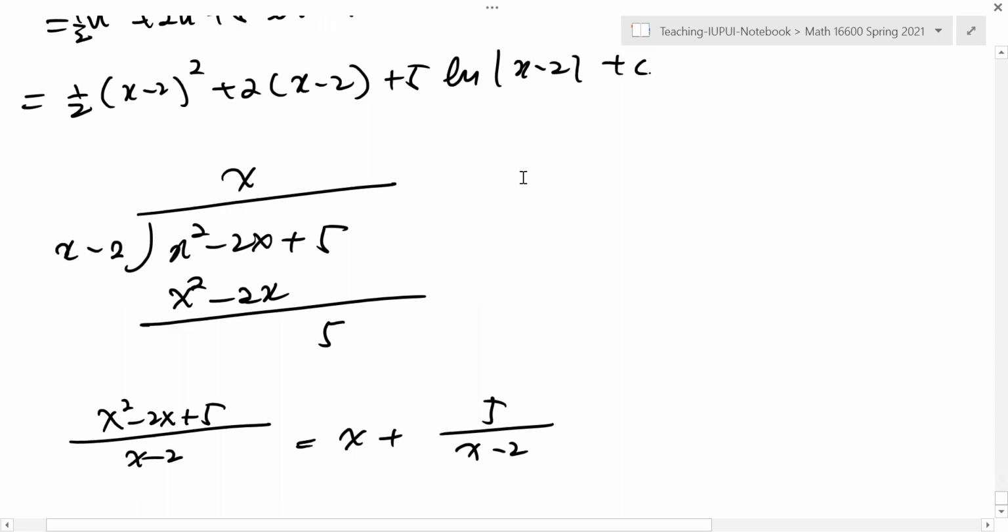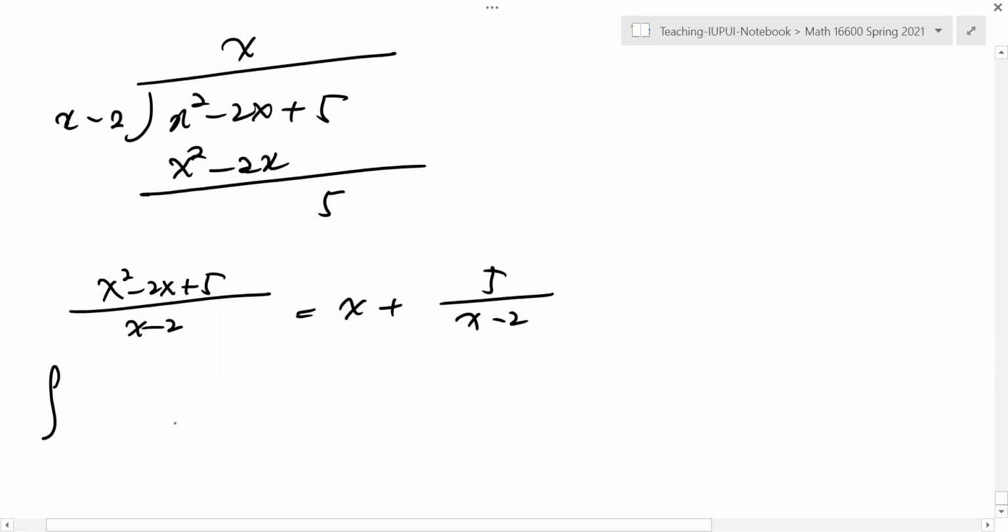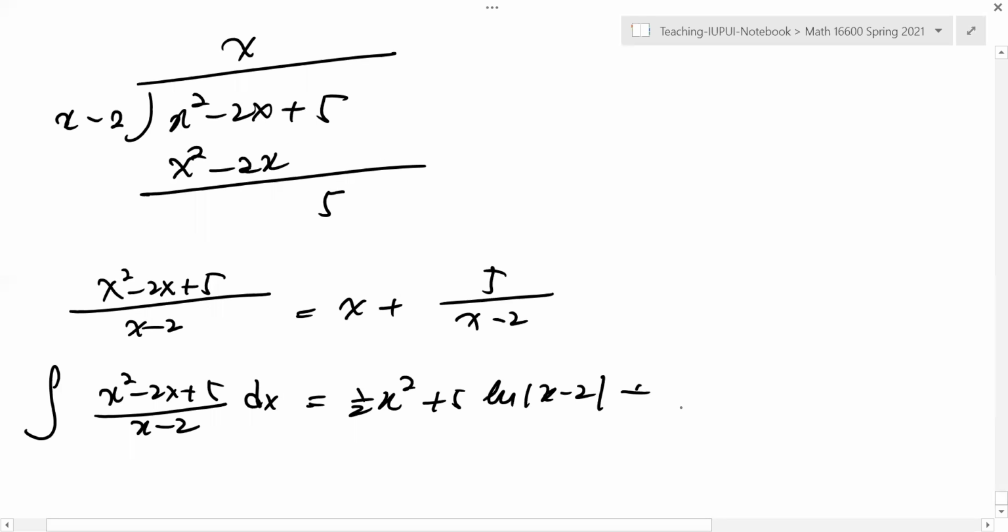Okay. So the integral is the antiderivative of this. It's given by half of x squared, then plus 5 natural log of absolute value x minus 2 plus constant.